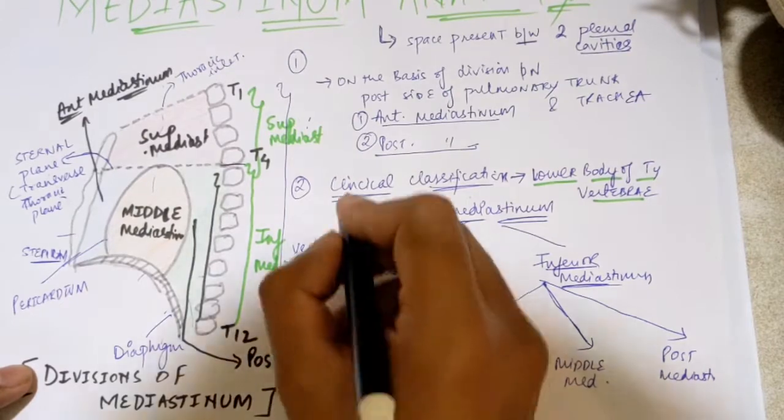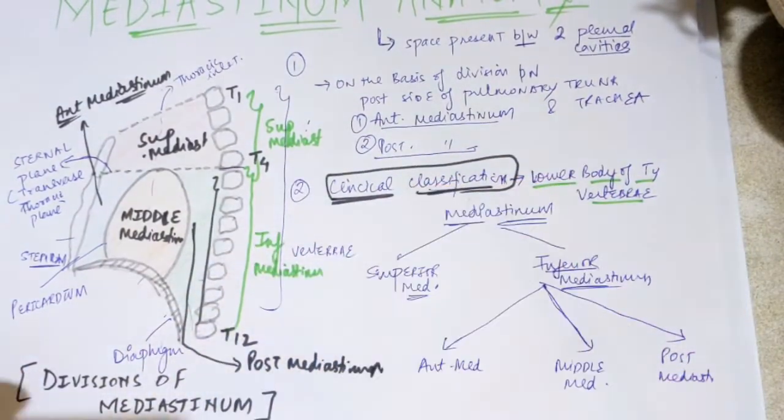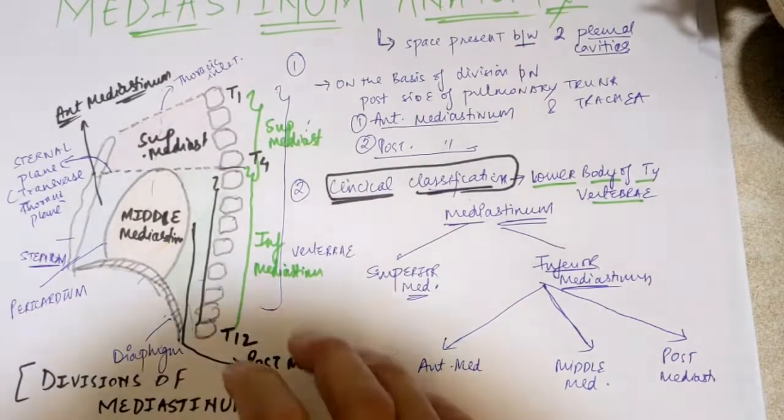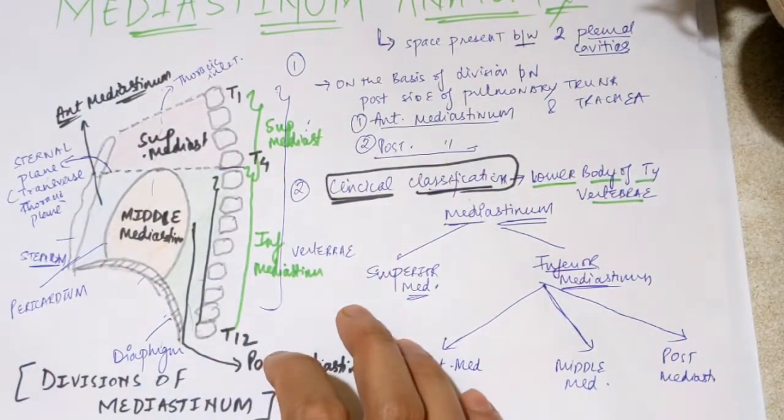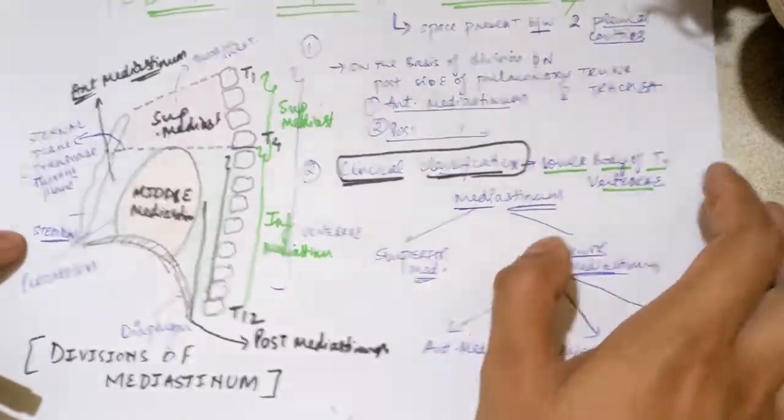Okay, so this is actually a clinical classification which we use when we see the X-ray of any patient in the lateral view. So then we use this classification for any diagnosis. That is why this classification is called the clinical classification. Okay, so I think this much is clear.